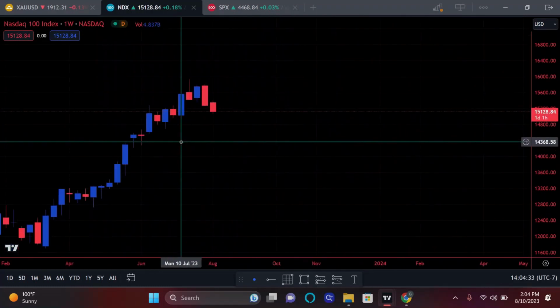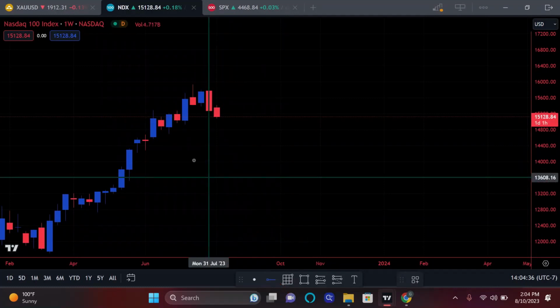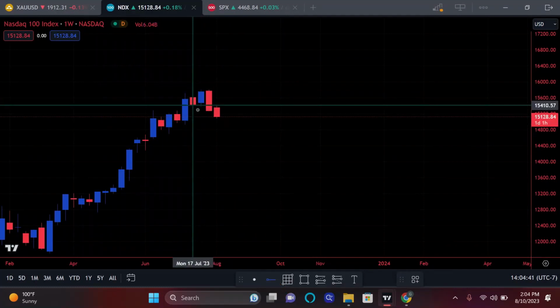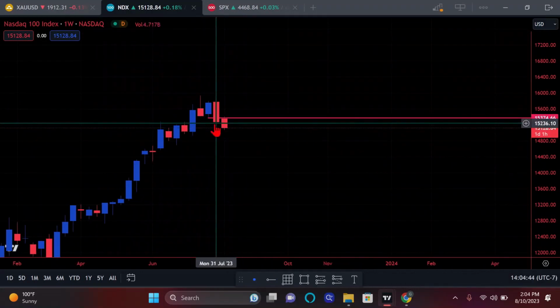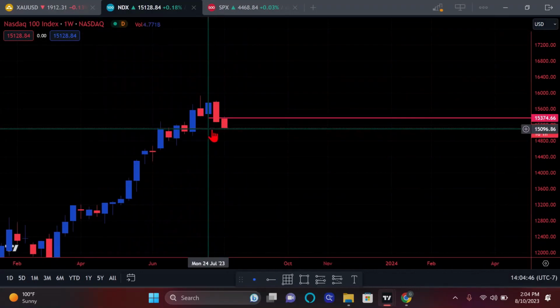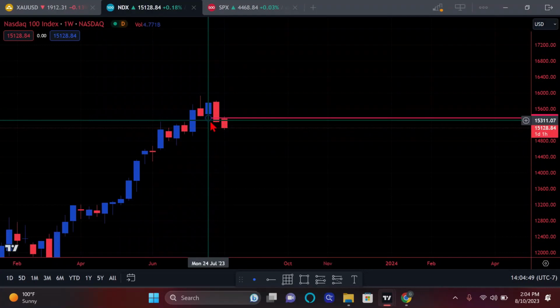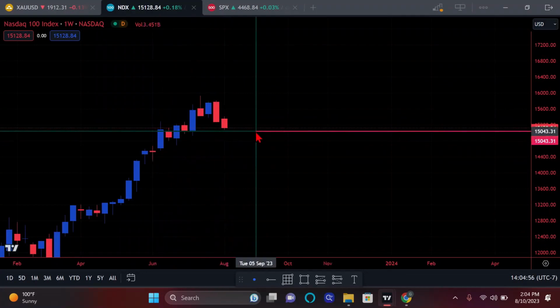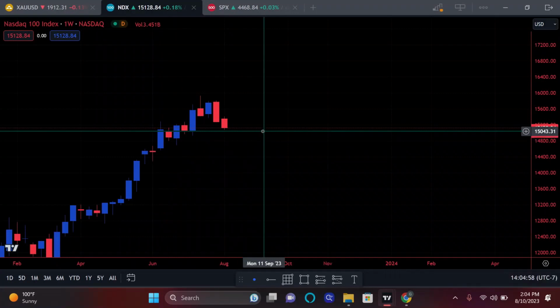What did we do recently? We are in August and July, we broke structure to the downside. Down candle and then up candle, take the lowest of the two. Did this candle close below this low? Yes. So now we are bearish, so it's going to target this liquidity and this liquidity.